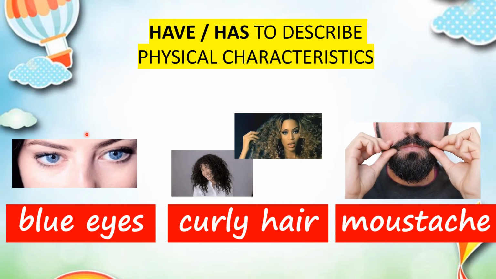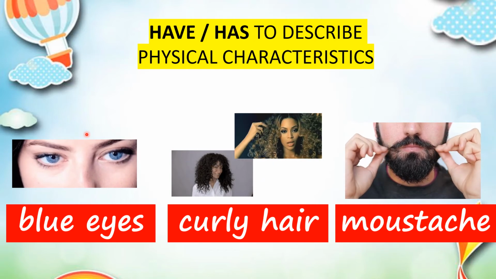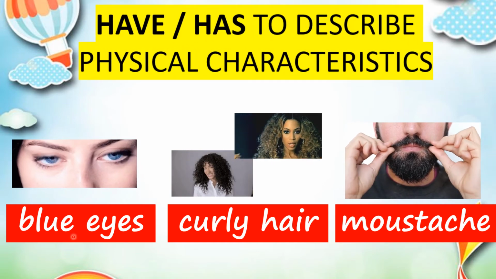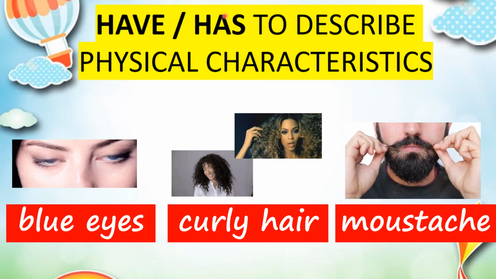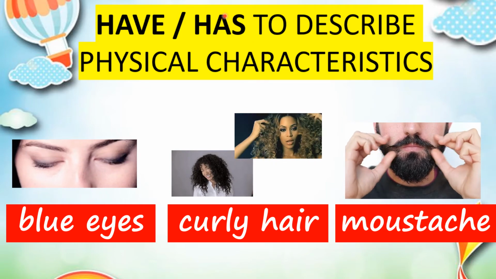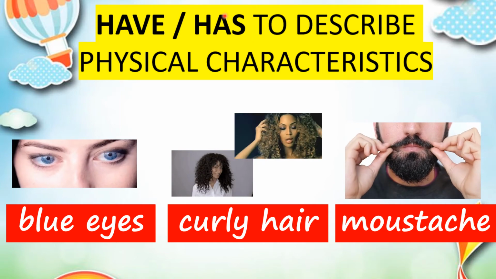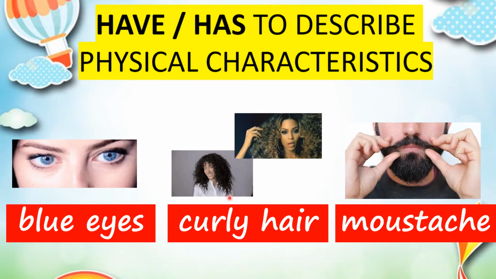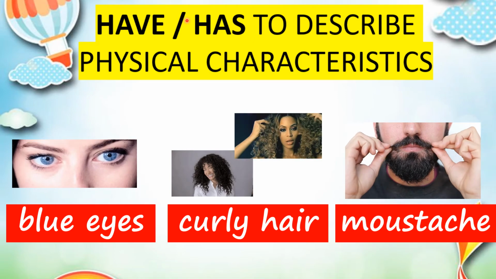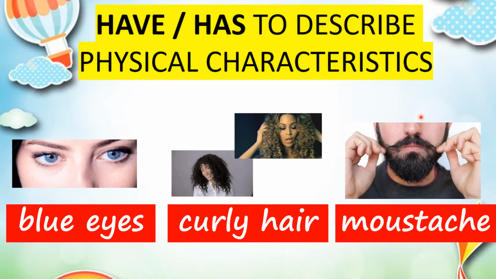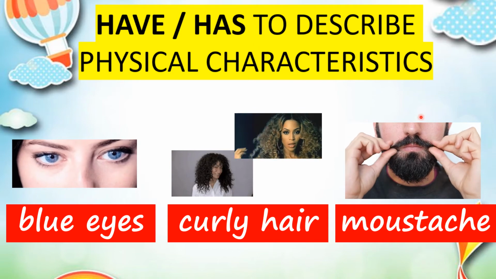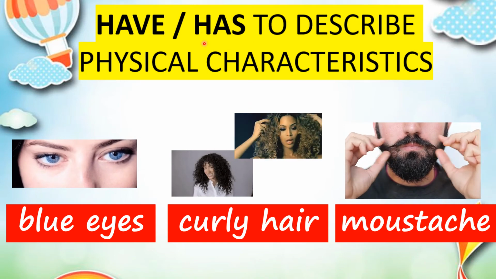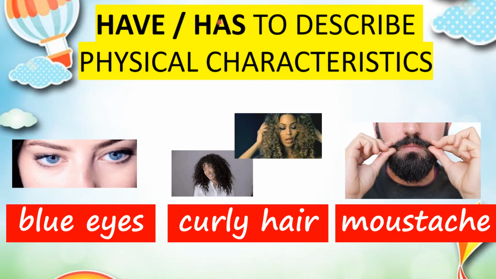So, if I'm going to build some sentence, I'm going to say, she has blue eyes. Because I am using she, which is the third person singular, it must be used has. They, because there are two people, they have curly hair, because it's plural. He, third person singular, has mustache. He has a mustache.